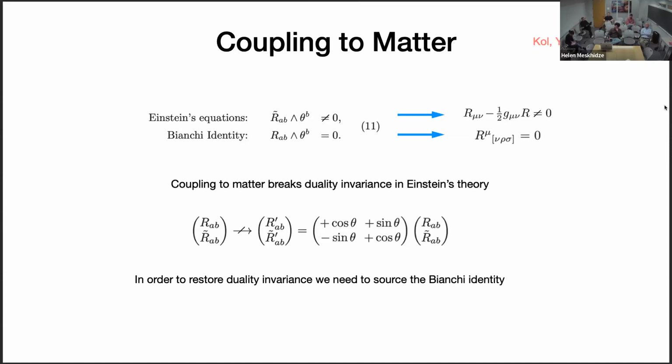So yeah, in the last few minutes, let me also say a few words about coupling to matter. So as someone mentioned before, coupling to matter will break this duality because it sources Einstein's equation, but it doesn't source the Bianchi identity. And so how can we restore duality?